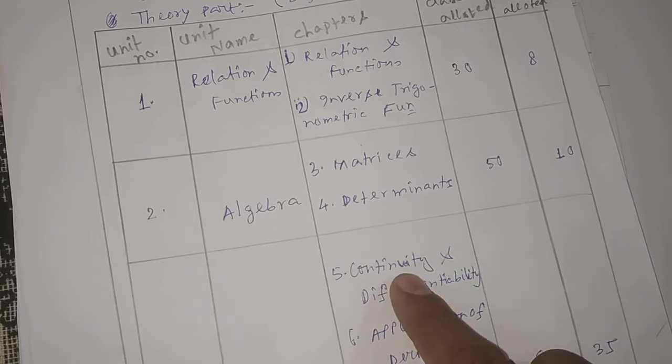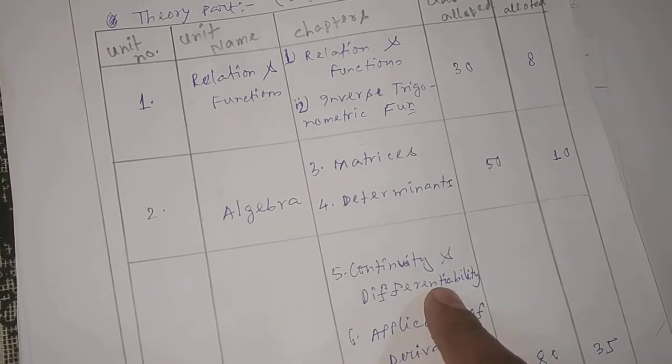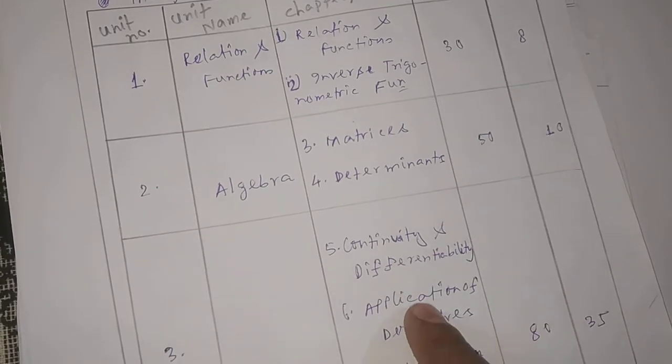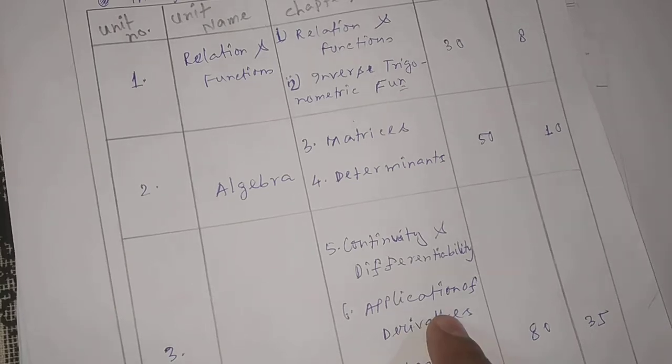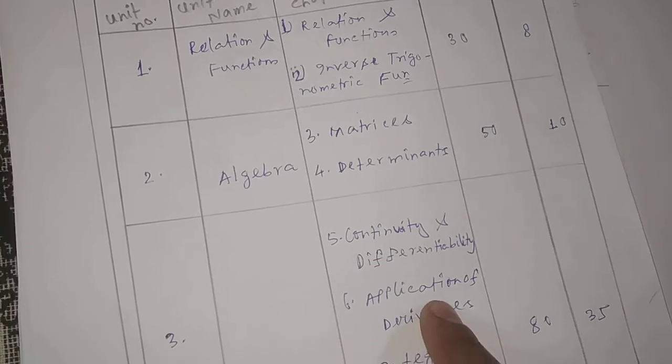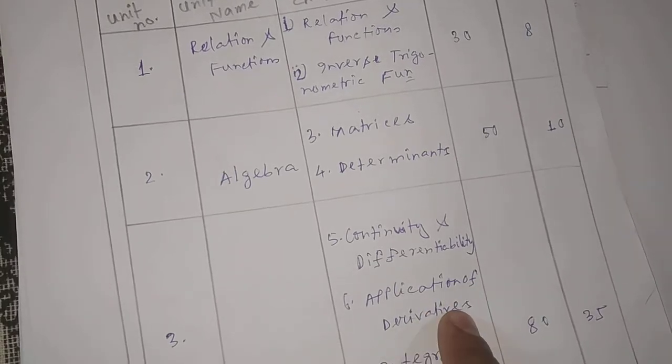Now, the fifth chapter is continuity and differentiability. In simple terms, you can say derivative. The next is application of derivatives. That means why we read the derivative, why we learn the derivative. It is called application of derivative.